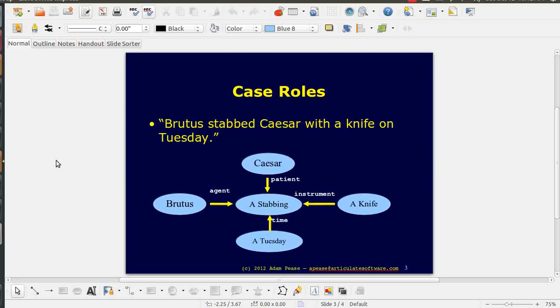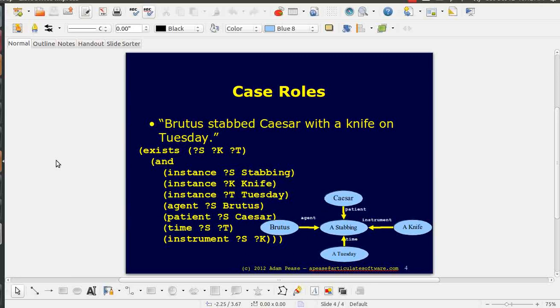There exists a stabbing. Exactly. There exists a stabbing. So that's how you'd phrase in English what the logical expression would be. And so let's take a look at that logical expression. So here we go. All right.